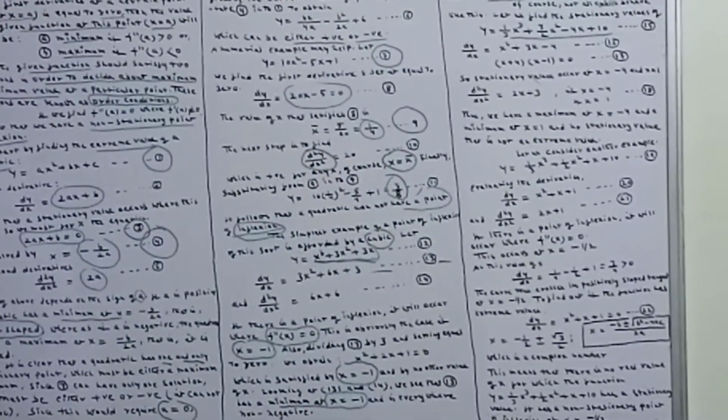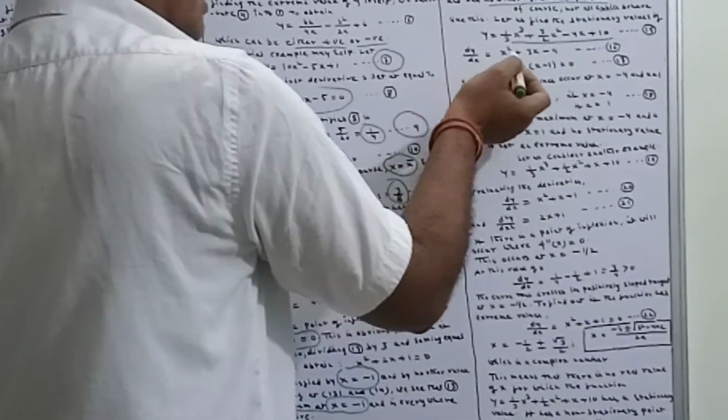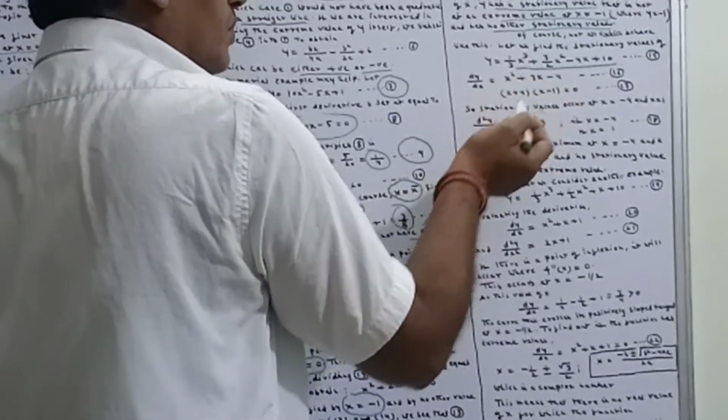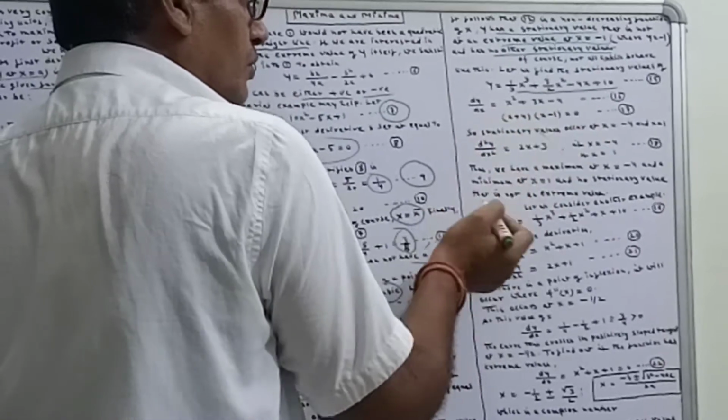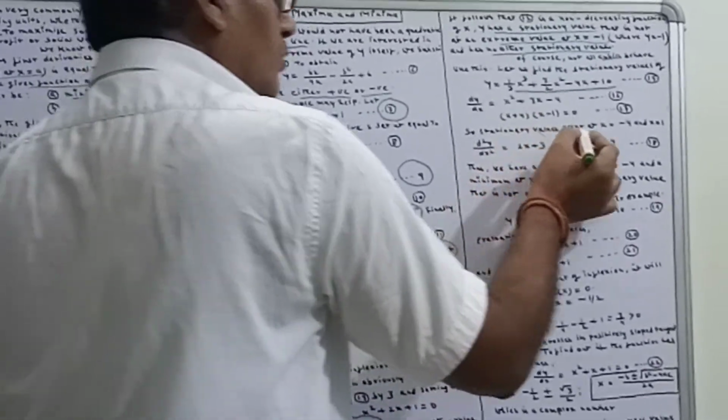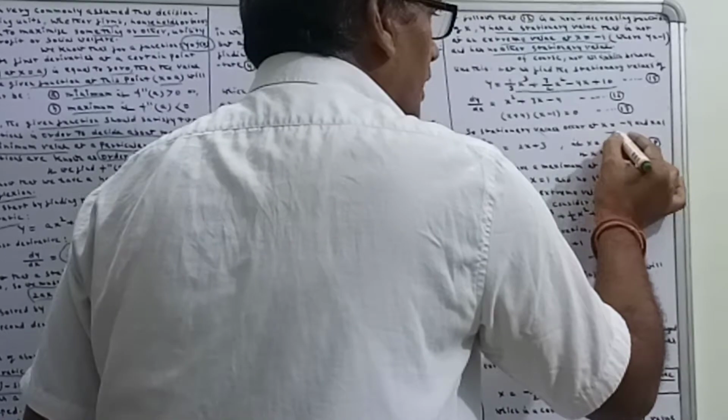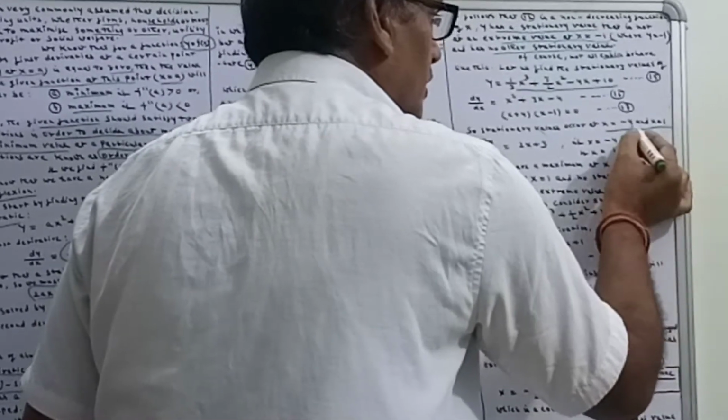Now find the first derivative, that is x squared plus 3x minus 4. Solving this, x plus 4 times x minus 1 equals 0. So stationary values occur at x equal to minus 4 and x equal to 1.